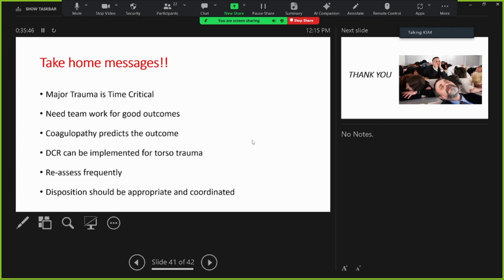In trauma situations, you can have a combined decision whether to go ahead with damage control resuscitation. You can do it for torso trauma without any head injury. We need to reassess these patients frequently to identify what factors went wrong, and then treat accordingly. And when you are dispatching this patient, it should be appropriate and coordinated to have the best outcome. Thank you.